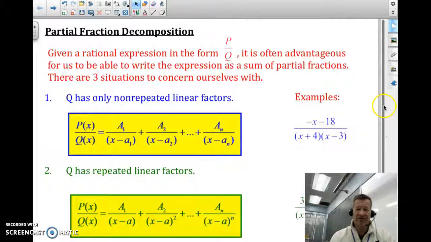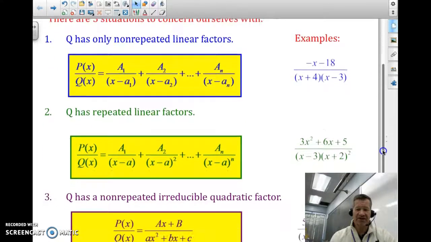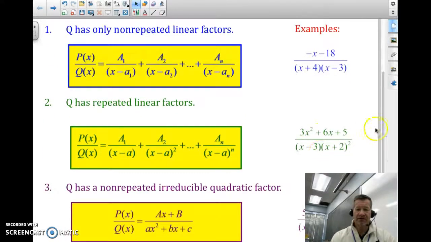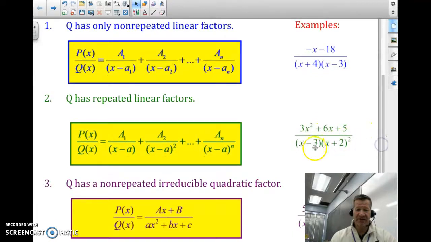Example 2 is if we have repeated linear factors. Now you look at the denominator again, which is factored. X minus 3 only occurs one time, but this linear factor of x plus 2 occurs twice. So we're going to learn how to handle each one of these situations. Case 1 is the easier case, and case 2, while not difficult, takes a little bit more work.